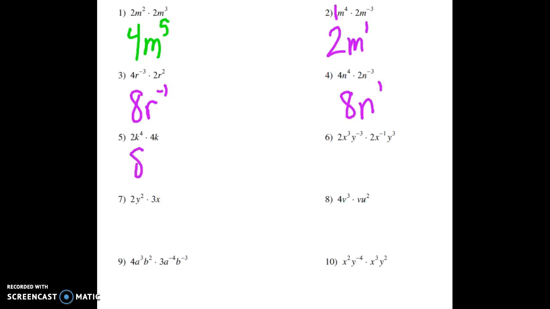5. 8k to the 5th, because 4 plus that 1 that's not actually written there. Getting a little bit trickier.